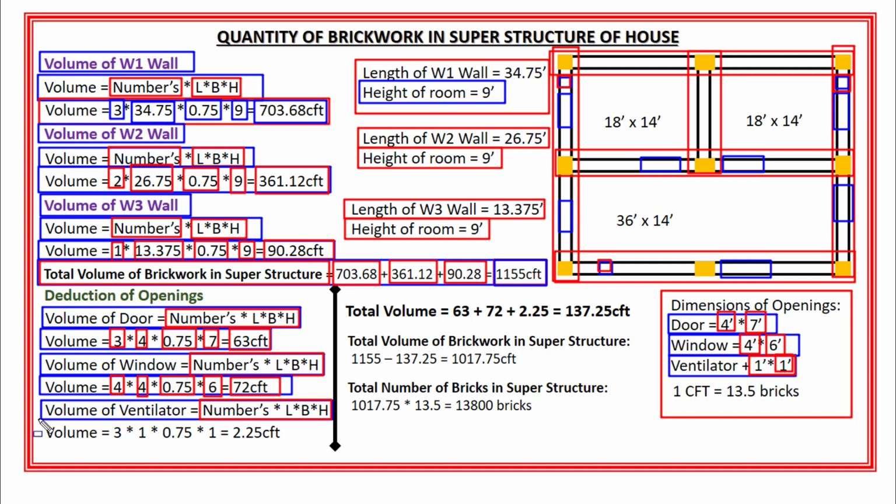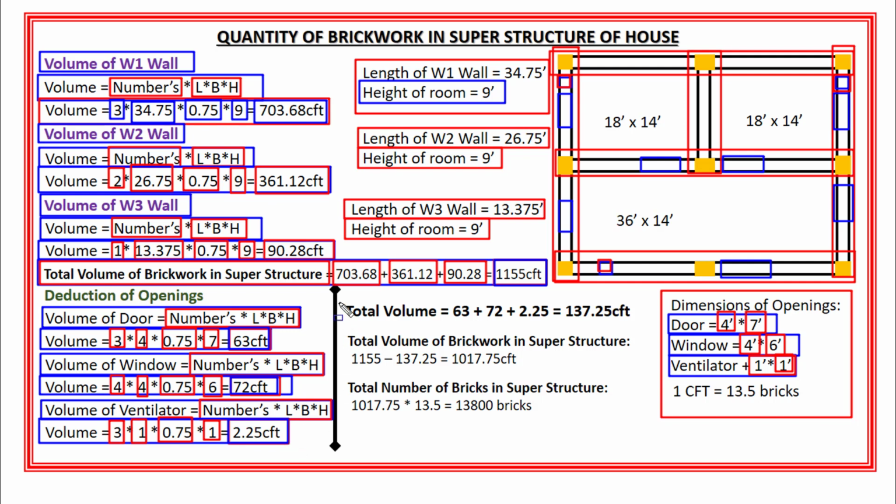So the volume of 3 ventilators is equal to 3 multiplied by 1 multiplied by 0.75 multiplied by 1. And the total volume of 3 ventilators will become 2.25 cubic feet. Okay. Now I have found out the volume of doors, windows and also ventilators. And now I want to calculate the total volume of these openings.